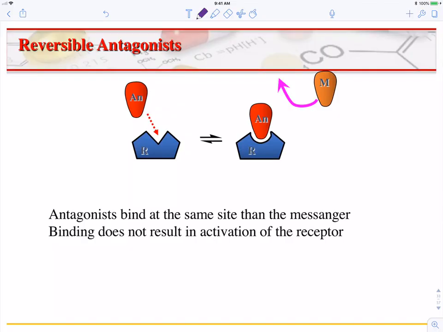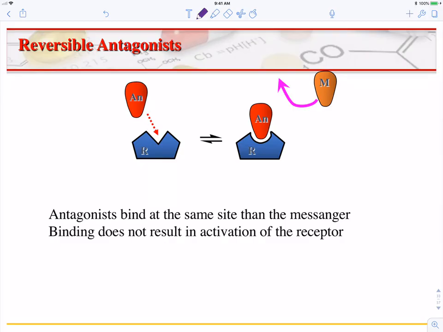Let's now talk about antagonists. Antagonists generally bind at the same site as the messenger, but do not result in activation of the receptor. In this case, the antagonist has different interactions, and that prevents the change in conformation of the receptor. Antagonists are also called blockers because they prevent binding of the chemical messenger, so they act in opposition to the natural messenger.